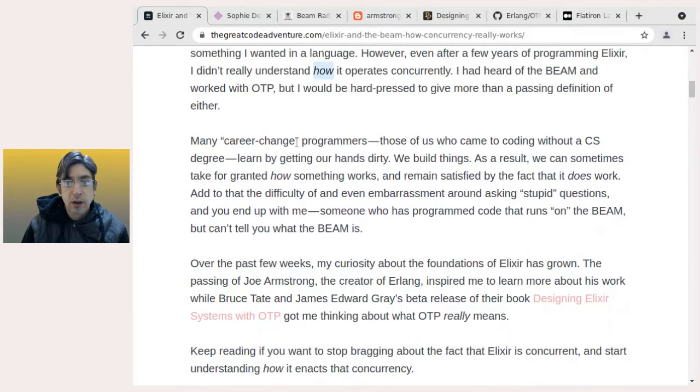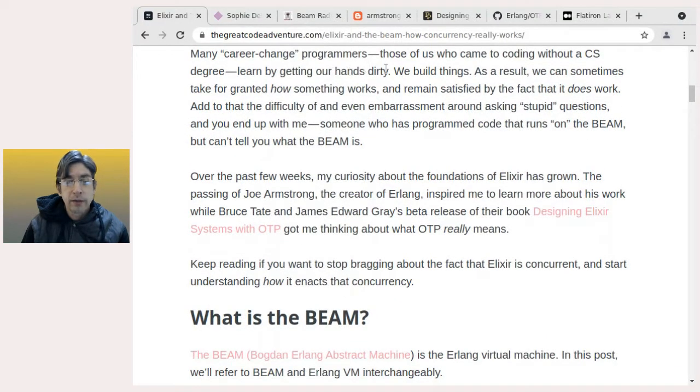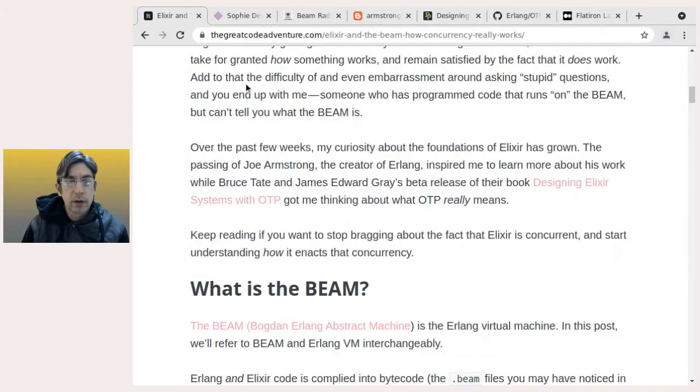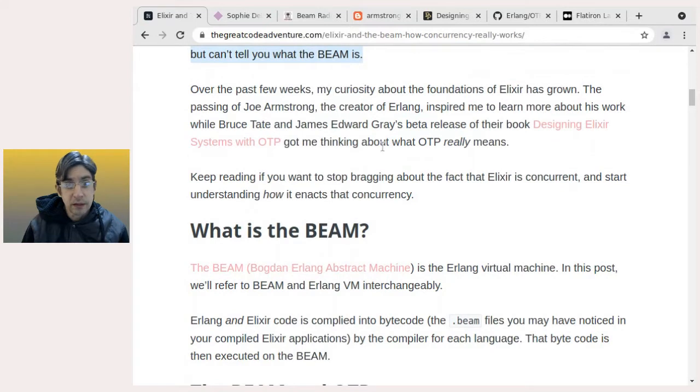passing definition of either. Many career change programmers, those of us who came to coding without a CS degree, learn by getting our hands dirty. We build things. As a result, we can sometimes take for granted how something works and remain satisfied by the fact that it does work. Add to that the difficulty of, and even embarrassment around, asking stupid questions, and you end up with me, someone who has programmed code that runs on the BEAM, but can't tell you what the BEAM is.